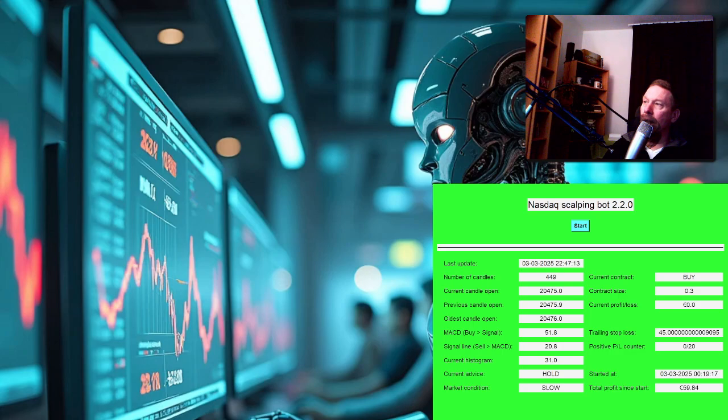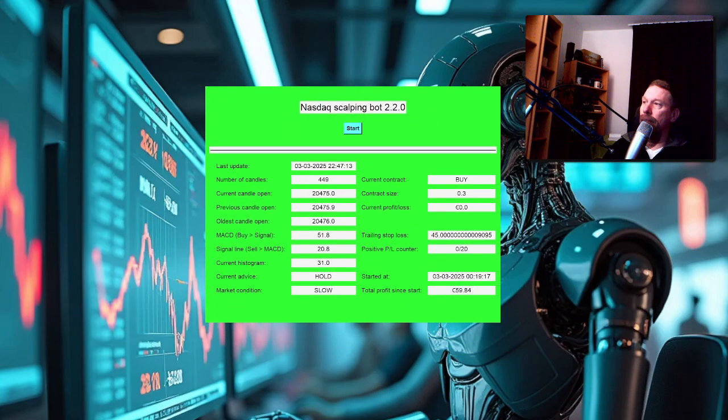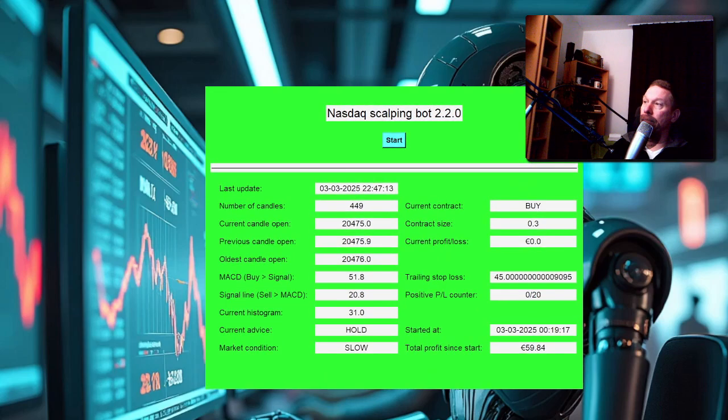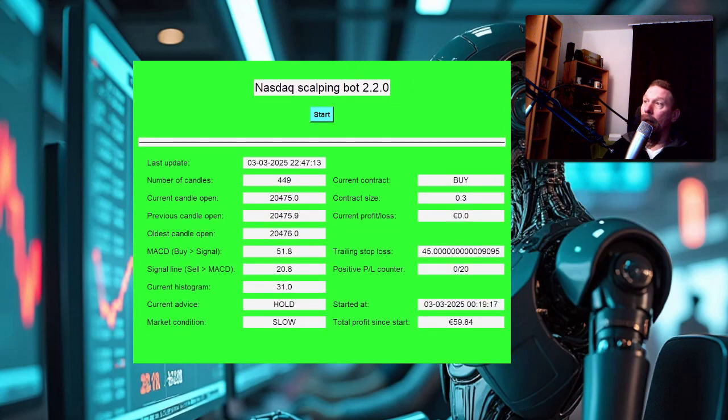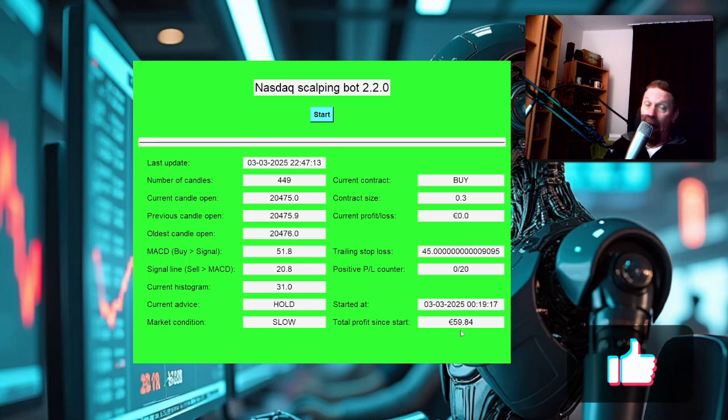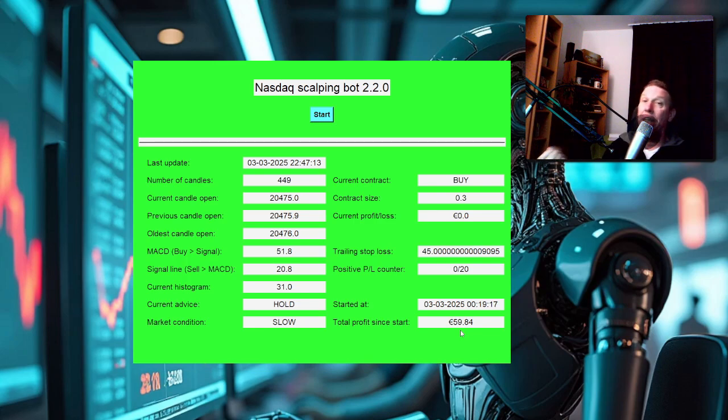And if we look at the bot, and I want to bring it more up, let's make it a bit bigger. In the bot, you see we have a green background, which means the last thing we did was a buy. So the bot is functioning again. And we also see that after 400 and almost 50 candles, we had a profit today of €60. And that is not bad at all. I'm happy that we had €60.